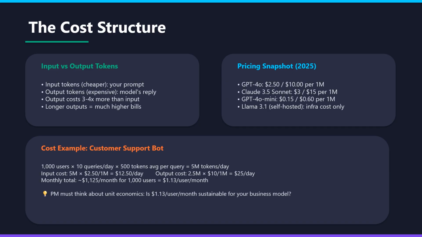Okay. So the question for PM is, is $1.13 per user per month sustainable for your business model or not? Okay. What happens at 10x scale? Model your token economics before you build. Okay, this should be in every PRD for an LLM feature.